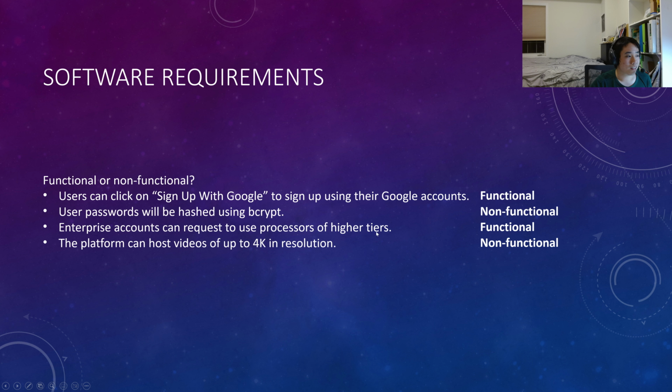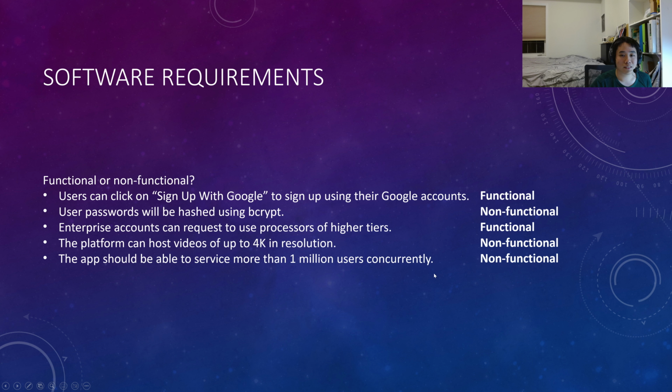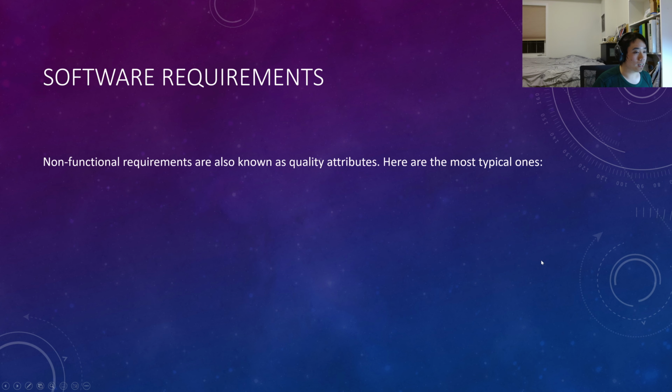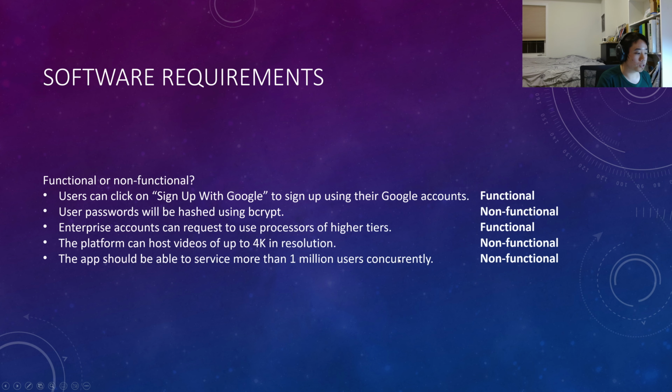Okay, and finally, this one is pretty clear. The app should be able to service more than 1 million users concurrently. So I guess when I wrote this, I also wrote non-functional. I think there is a picture I would like to show you for this one, so let me see if I can dig it up.